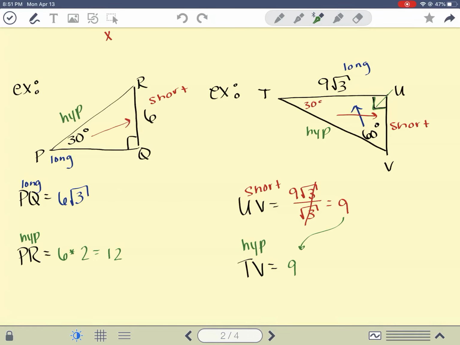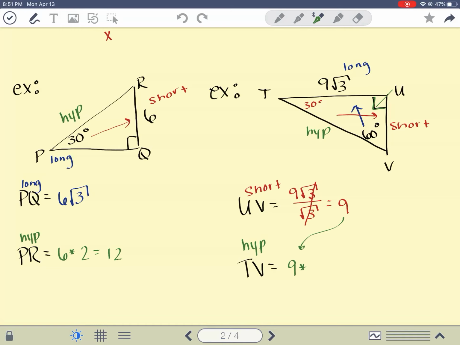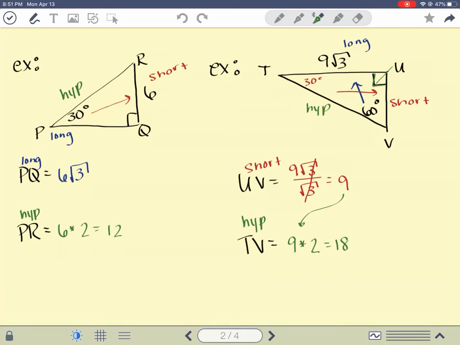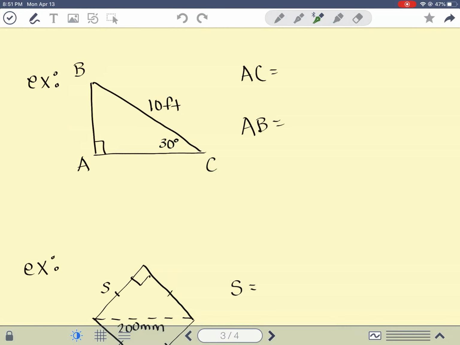Now we are going to use this short leg down here to help us find our hypotenuse. Going from short to hypotenuse is multiply by 2. 9 times 2 gives us 18, so our hypotenuse is 18.